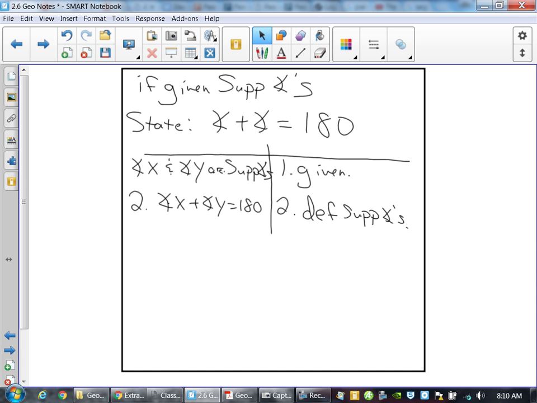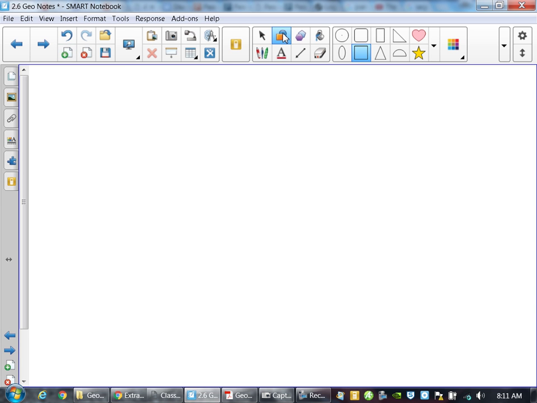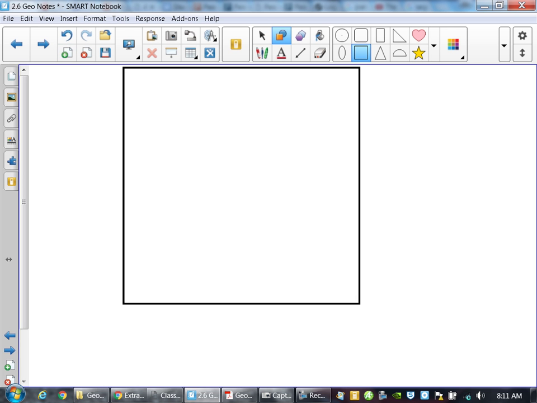And then obviously our diagram. Something like that. Okay. What else creates supplementary angles? Starts with an L and ends in a pair. Linear pair. So let's do that one. Linear pair. If given, linear pair. This one mirrors it very, very similarly.